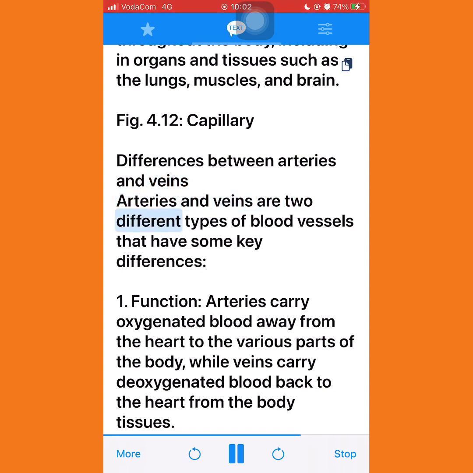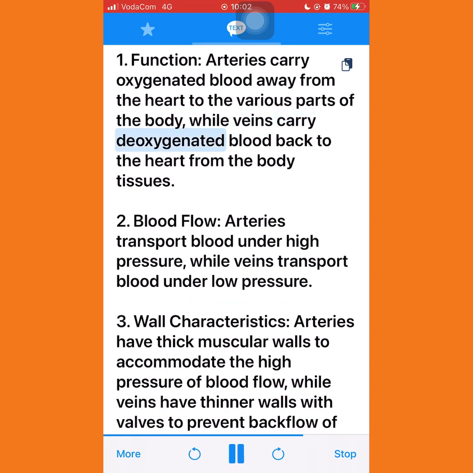Differences between arteries and veins. Arteries and veins are 2 different types of blood vessels that have some key differences. 1. Function. Arteries carry oxygenated blood away from the heart to the various parts of the body, while veins carry deoxygenated blood back to the heart from the body tissues.